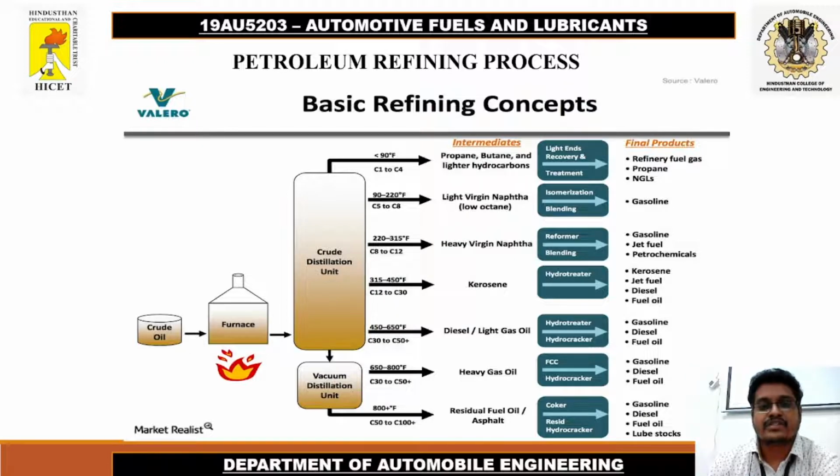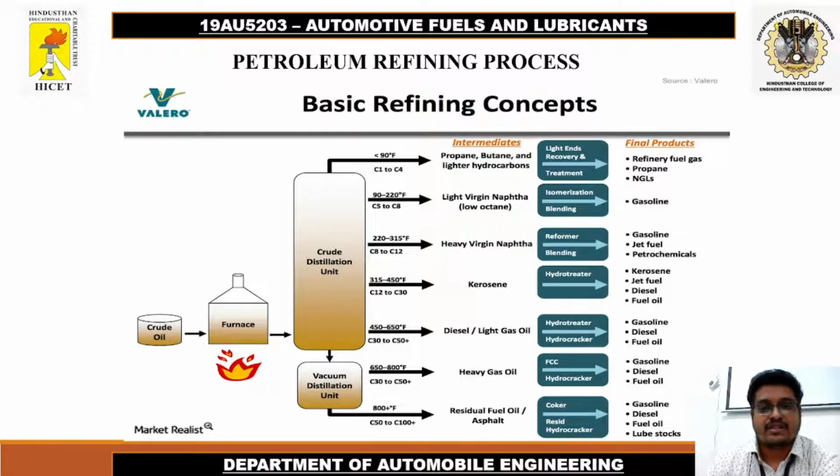In the third stage, when the temperature is slightly increased to 220 to 315 degrees Fahrenheit, heavy virgin naphtha will be obtained as an intermediate product, and by chemical processes such as reformers and blending, you will get gasoline, jet fuel and petrochemicals as final products.